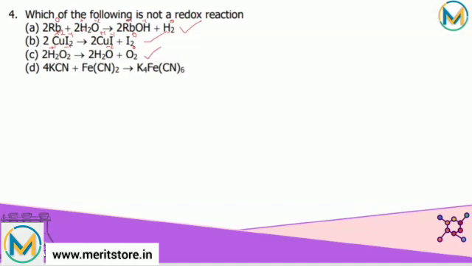Next option, this is K plus CN -1. This CN is -1, so 2 CN is -2, to balance this Fe is +2. Here also we have the same oxidation state, that is K +1, CN -1, and here Fe is in +2 oxidation state only. So there is no change in any oxidation state, and thus this is not a redox reaction. So the correct answer for this question is option D.